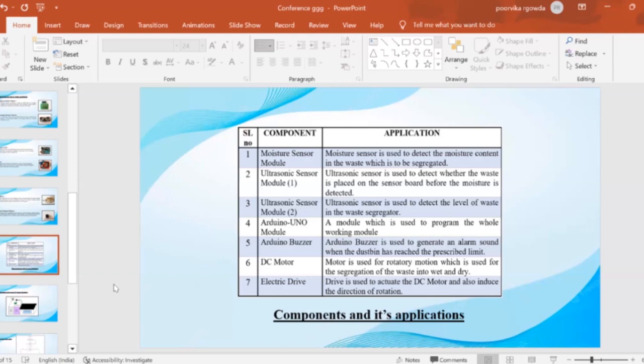The Arduino Uno module is used to program the whole working module, and the Arduino buzzer mainly gives an alarm when the waste has reached the prescribed limit. The DC motor provides a rotary motion which can be used for the segregation of the waste into dry and wet. The electric drive actuates the DC motor and can also control the direction of the rotation.